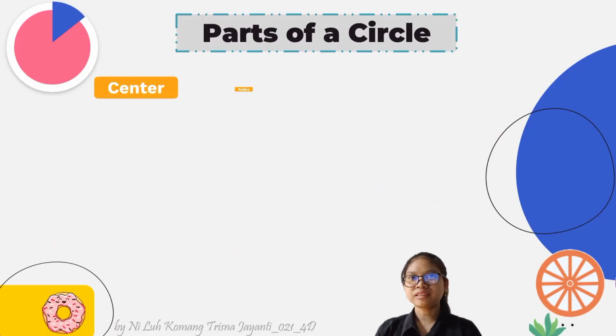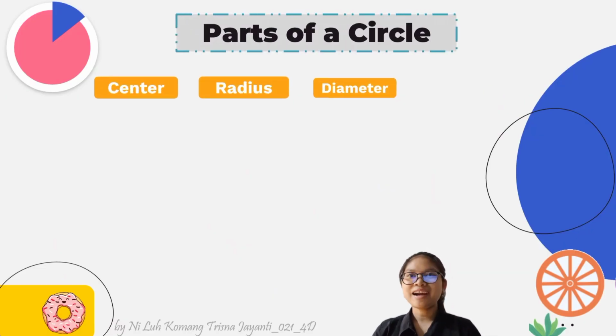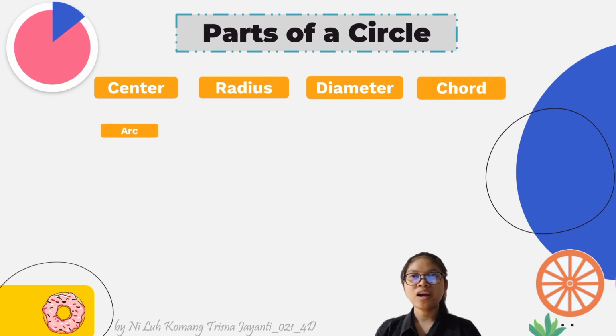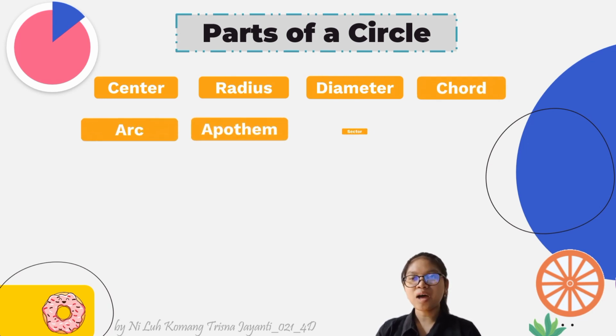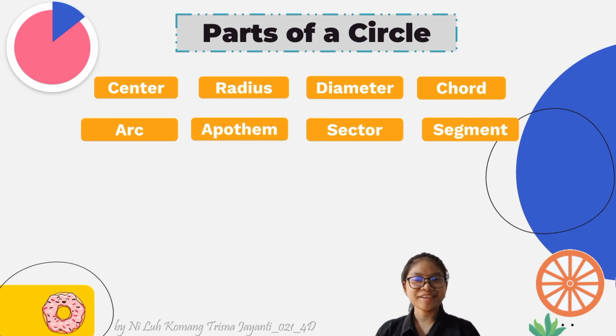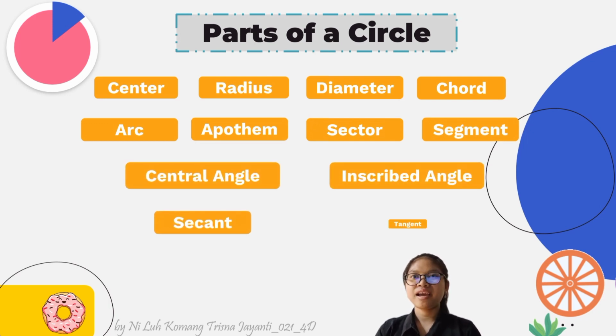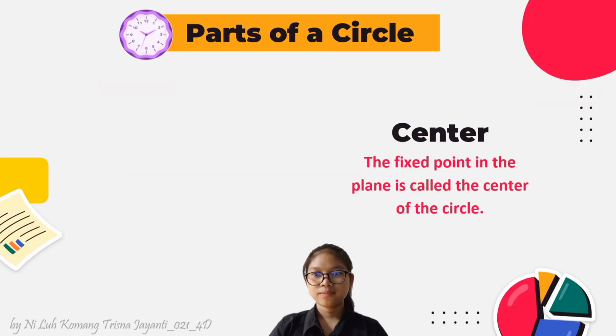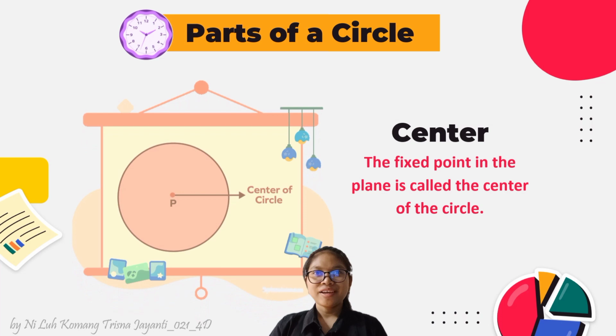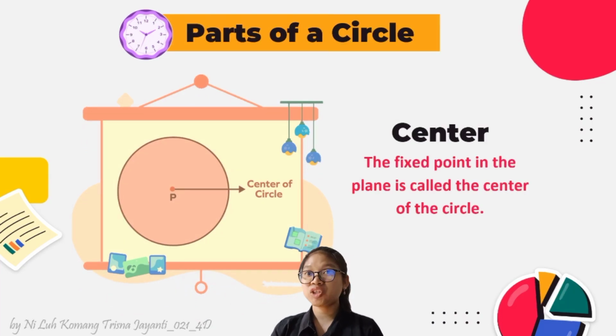The parts of a circle are center, radius, diameter, chord, arc, apothem, sector, segment, center angle, inscribed angle, secant, and last, tangent. Center. The fixed point in the plane is called the center of the circle. The center of a circle is the point equidistant from the points on the edge.